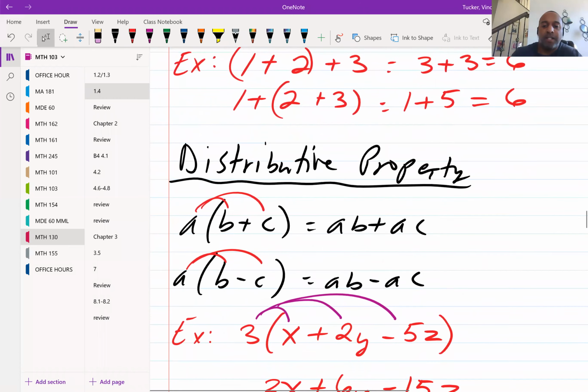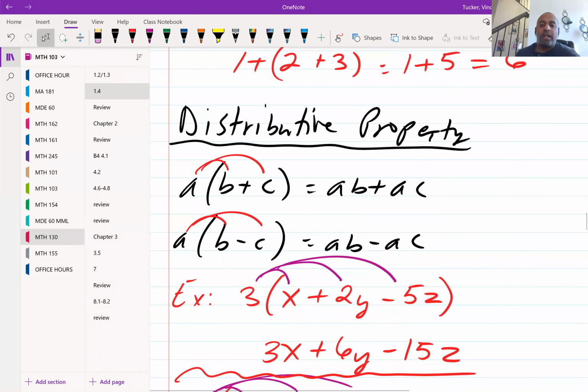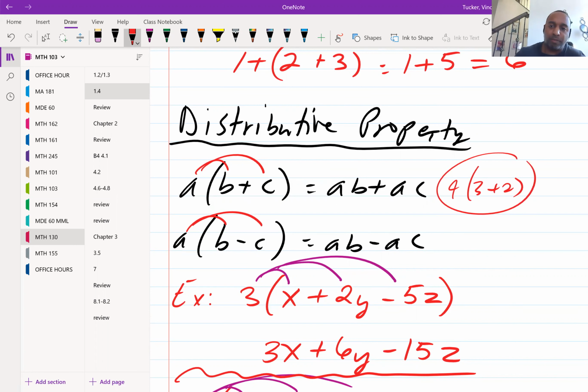All right, so just an example of that. Let's say we have 3, and normally this is more prominent or more used when we have variables involved. So that's why I did that here. Because if we just had a number, let's say 4 times 3 plus 2, I don't need to distribute here. I can just add 3 plus 2, which is 5, and then 5 times 4.